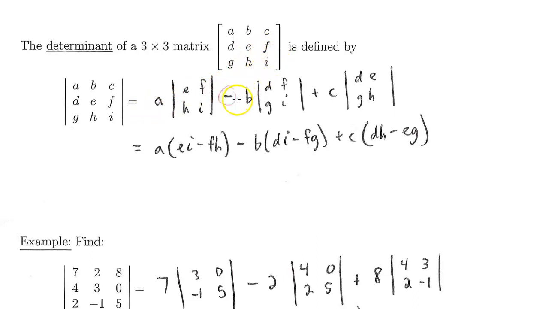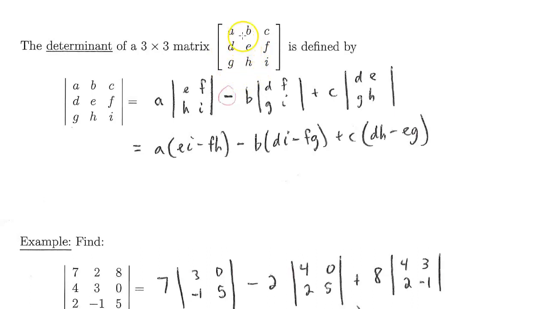Then you end up doing minus B. Again, I said you do plus, minus, plus. You do minus B times the determinant of, well, which matrix? Delete the column. Columns are vertical, by the way, like the columns of a building. Delete the column and the row that B is in, and what you're left with is D, F, G, I. So do B times that. Then finally do plus C times the determinant of the matrix D, E, G, H.